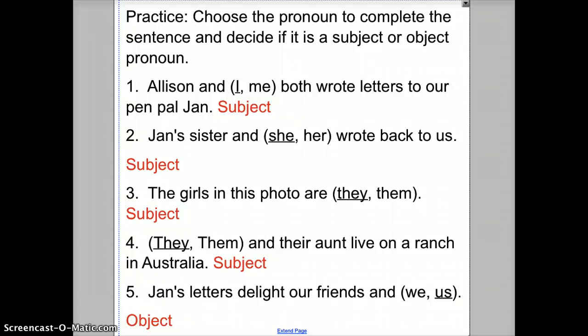Number 3, it comes after the verb, are. Are is a linking verb, so I'm always going to choose subject, they. Number 4 comes before the verb. It's the first word in the sentence. So always before the verb, always choose subject, they. And then finally, number 5, delight is the verb, which is an action verb. So I'm always going to choose the object pronoun, us.